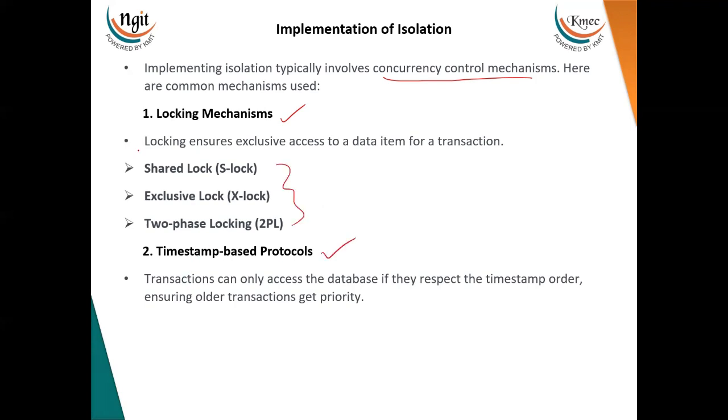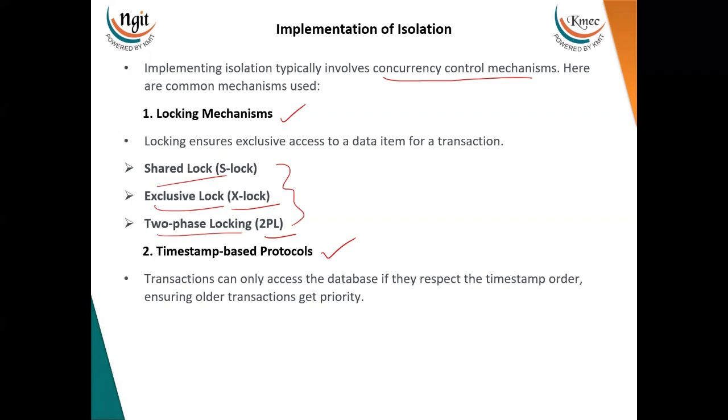Under locking mechanisms, we have three different types. One is S-lock, which is nothing but a shared lock. The other one is X-lock, also known as exclusive lock. And the last is 2PL, which refers to two-phase locking protocol. So firstly, let us see what is a shared lock.